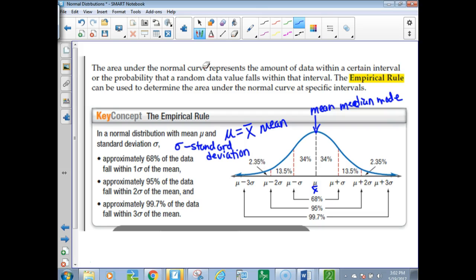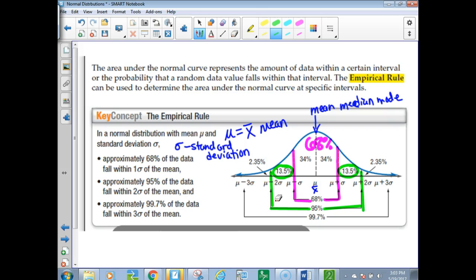Approximately 68% of the data, I'll show you what these things mean. This is what you're going to need to be able to understand on your sheet for finals. One standard deviation to the left and right of the mean comprises 68% of the data. When you go 2 standard deviations from the mean, you have now encompassed 95% of the data. So that means 13.5% in addition on the right and 13.5% in addition on the left.